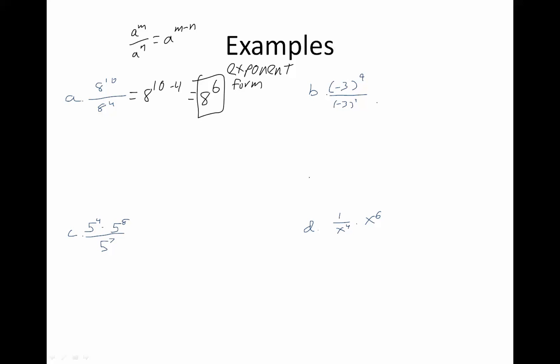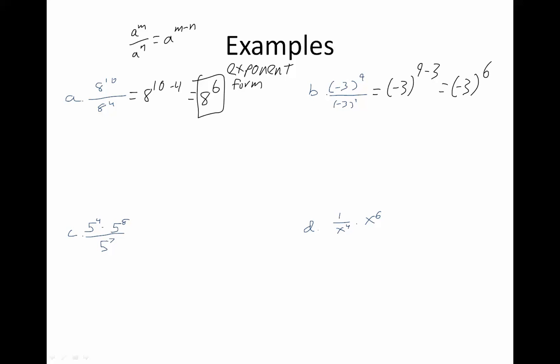Okay, let's keep going. This is negative 3 to the 9th divided by negative 3 to the 3rd. That's a 3. It looks funny, but it's a 3. The bases are the same, so this is negative 3 to the 9 minus 3, or negative 3 to the 6th.